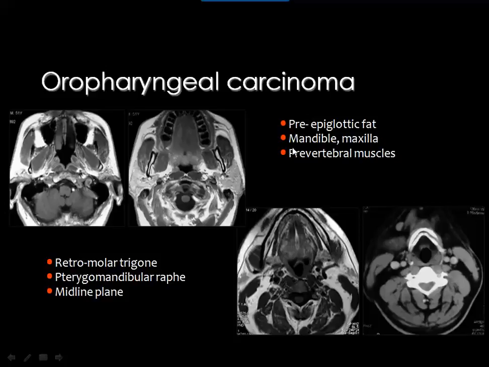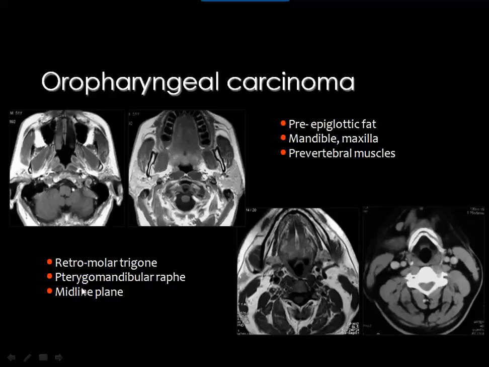Number one is to assess the pre-epiglottic fat. This is the epiglottis, and here the pre-epiglottic fat. Then you should look for invasion of the mandible and the maxilla. This is the mandible, and here are the maxillary sinuses, as well as the alveolar margin. Then you look for invasion of the prevertebral muscles as well as the skull base or the cervical spine. Then you look for the retromolar trigone. You see these are the molar teeth, and the retromolar trigone is located here in this area. I am pointing to it.